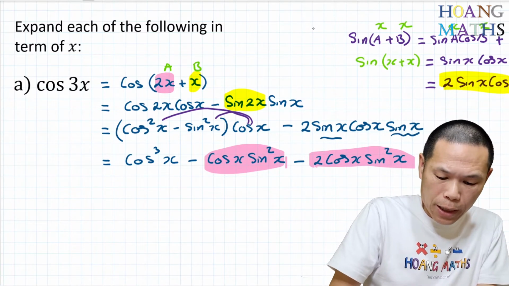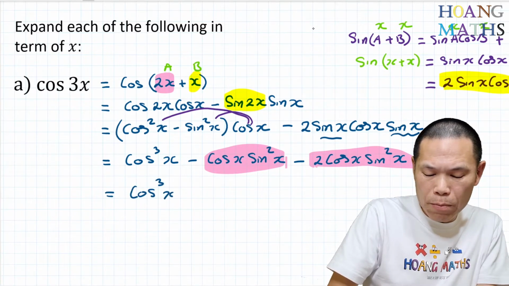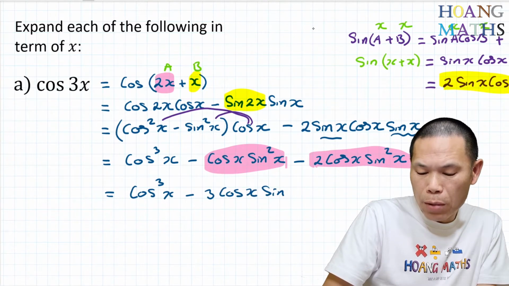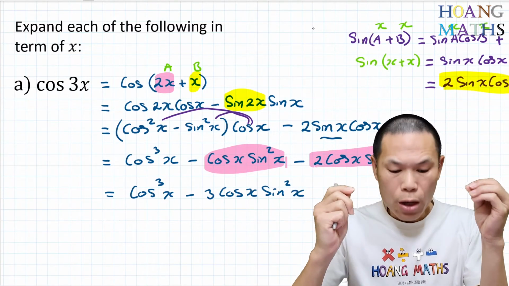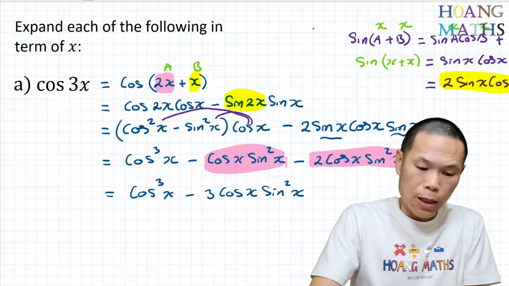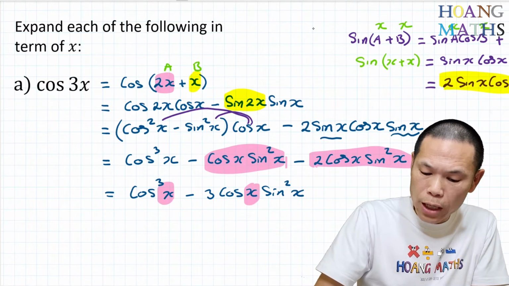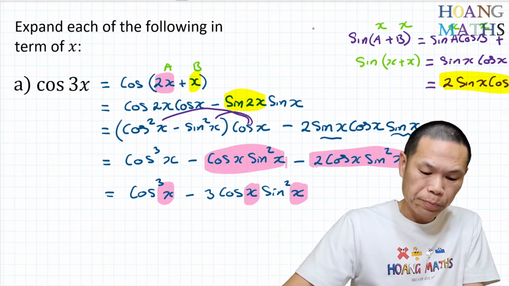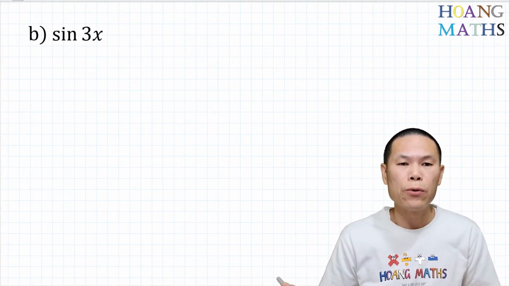So we collect like terms. So it becomes cos power 3 of x minus 3 cos of x sine power 2 of x. So there you go. So now this is in terms of x. And please note that cos power 3 of x minus 3 cos x sine square of x is in terms of x. Okay. Please pause the video and try this one yourself.